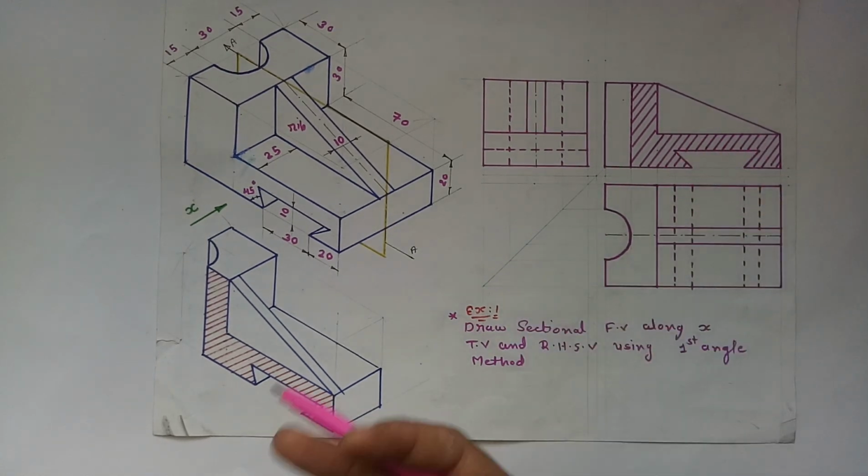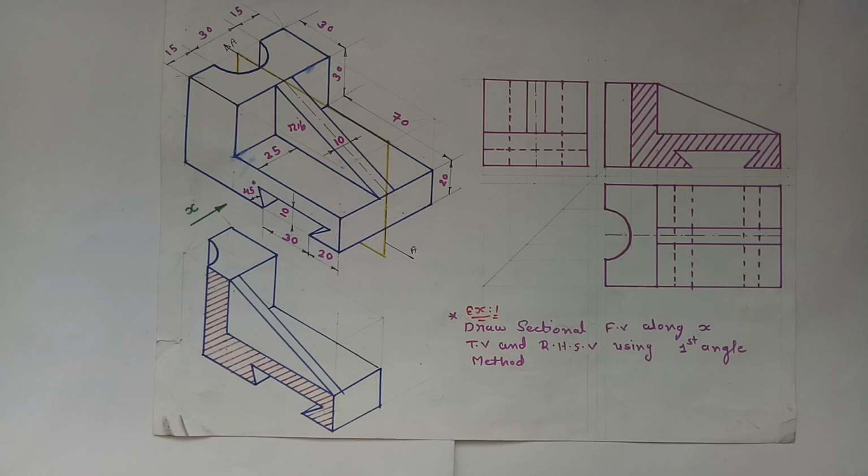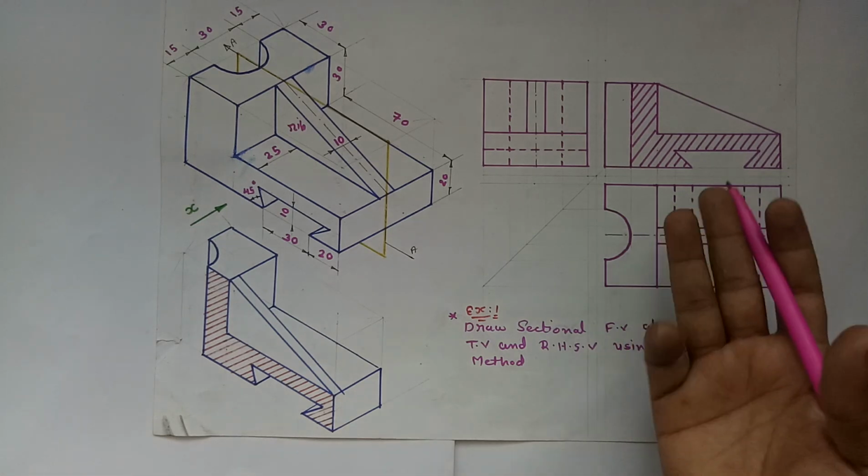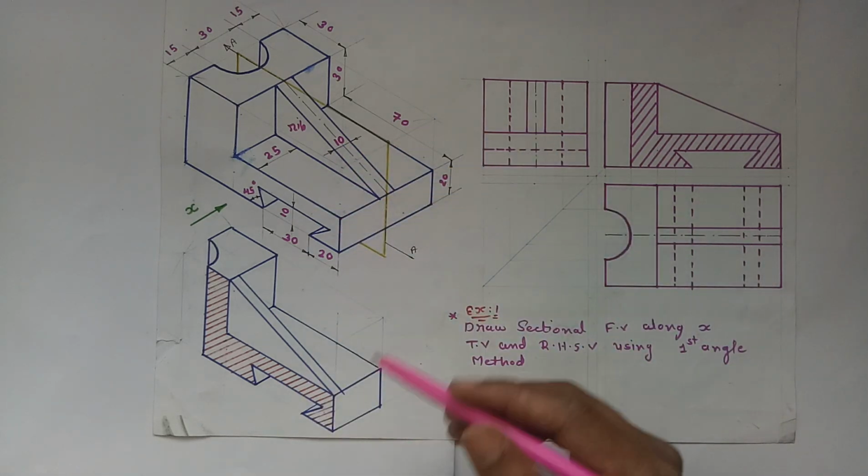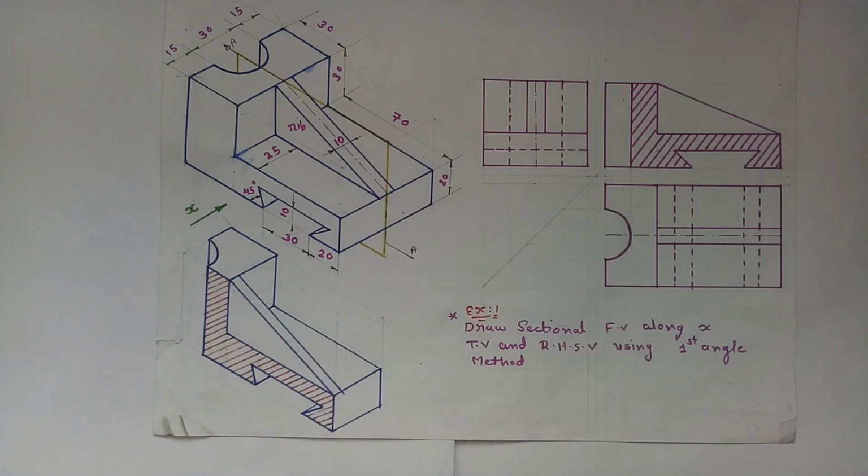So this is all about the sectional orthographic projection. Now you can complete the example by giving the dimensions in each and every view.